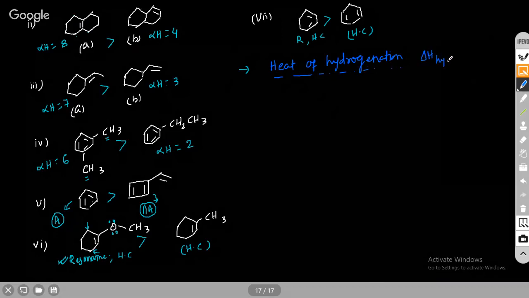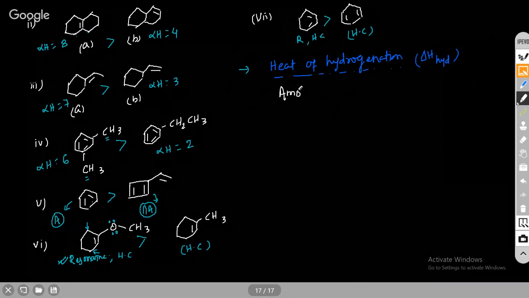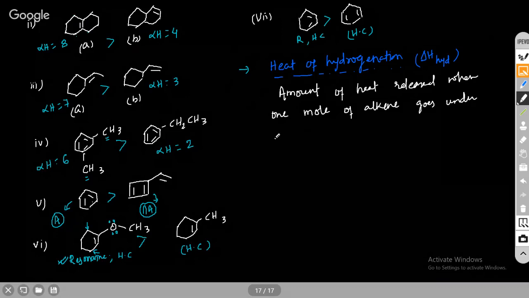Suppose we'll write delta H hydrogenation like this. Okay. Now, what is heat of hydrogenation? It is the amount of heat released. I'll write down in short. You also write down it quickly. Amount of heat released when 1 mole of alkene goes under hydrogenation. Right?